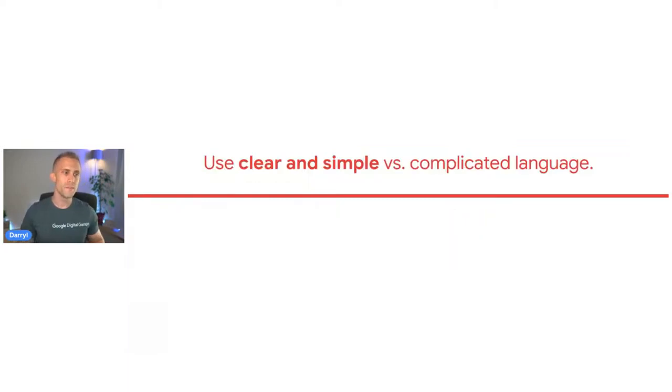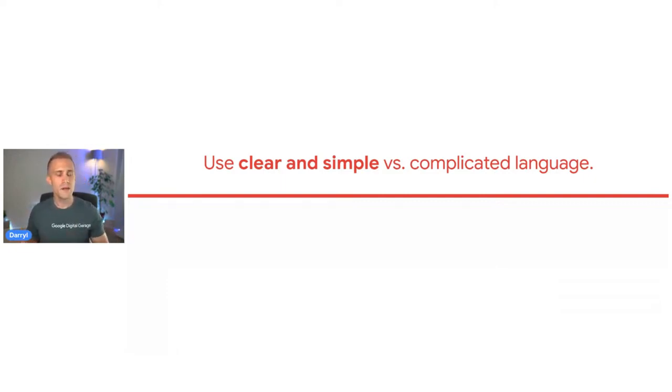So use clear and simple versus complicated language. Now, by no means are we saying dumb down the post. By no means are we saying that. What we need to keep in consideration is that attention spans are low. We need to make sure we capture people's attention in a way that is very easy to digest. For example, buy one, get one free, get a free roasting kit, boost your CV. All of those are going to capture people's attention.